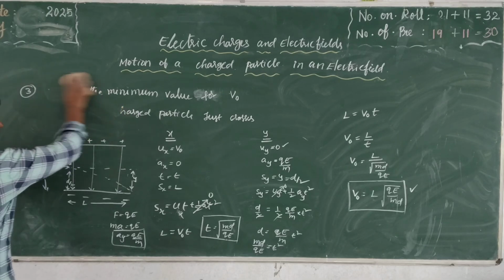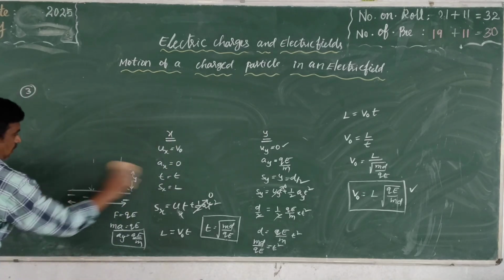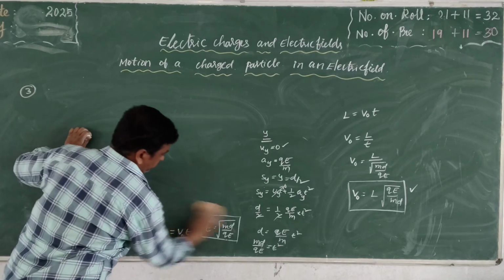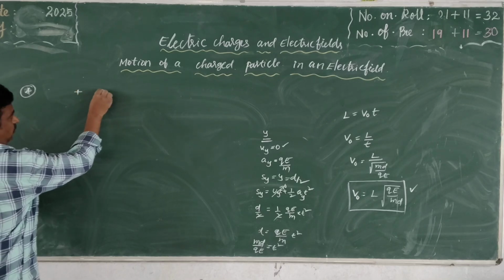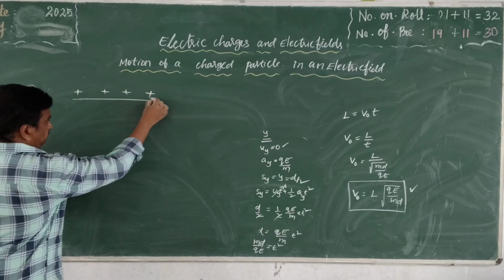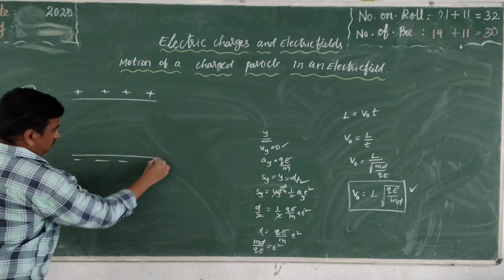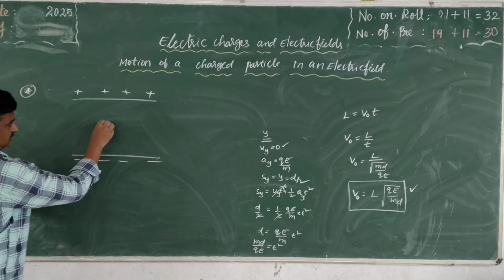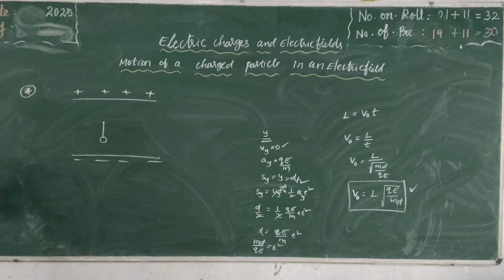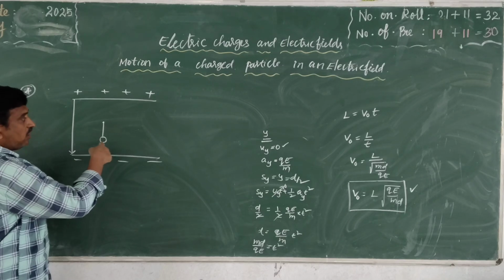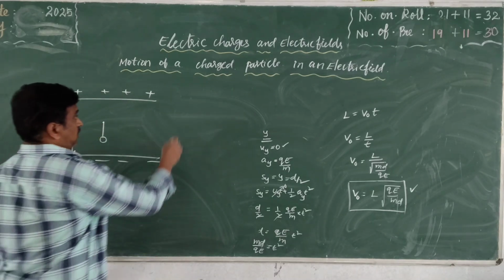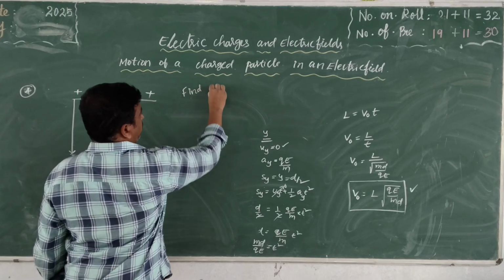Next one, the fourth one. See, there is a uniform electric field. Here a bob is suspended in the uniform electric field, with the field directed from positive to negative. At what minimum velocity must we push it so that it completes the circular path? We need to find the minimum velocity.